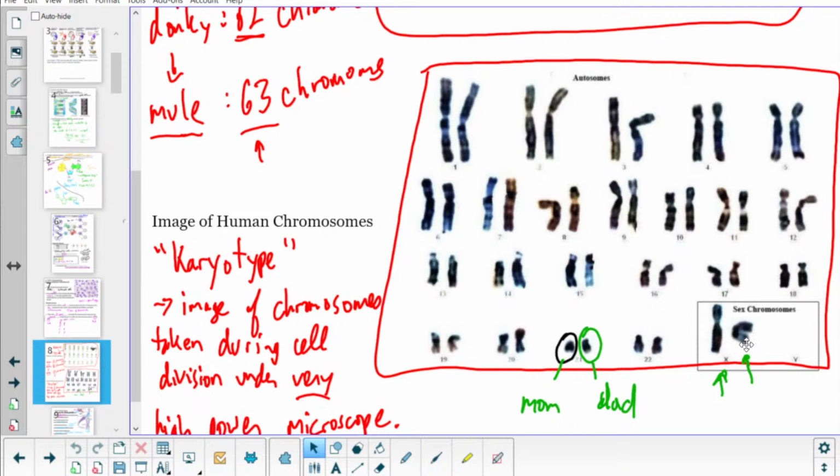However, that gene can jump to the X. So there are people with that gene on the X chromosomes. They can have XX chromosomes.